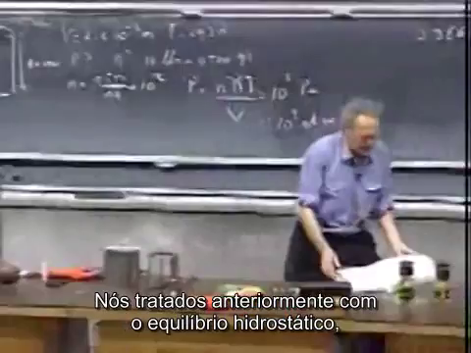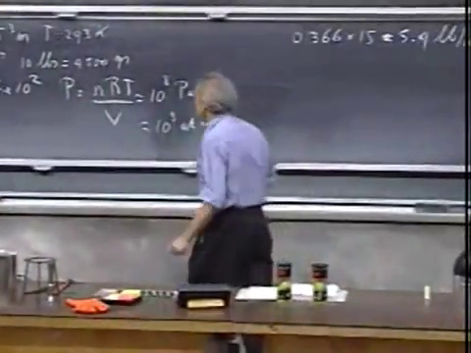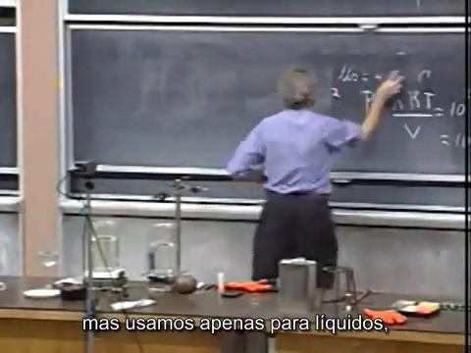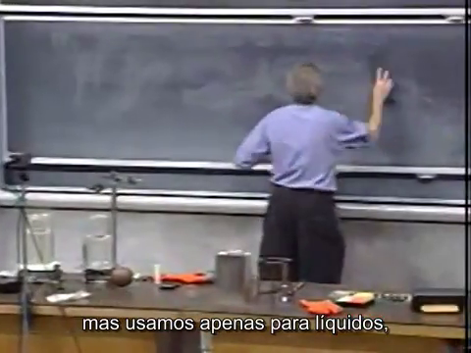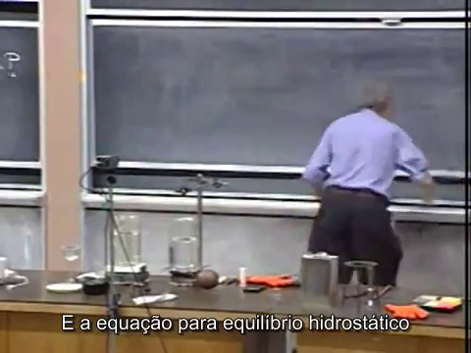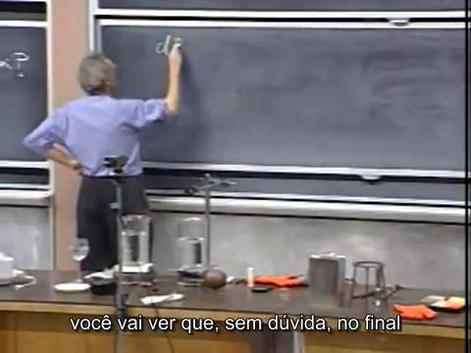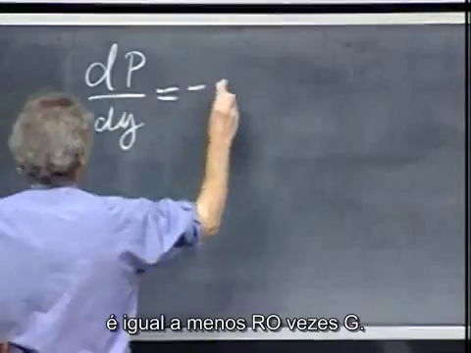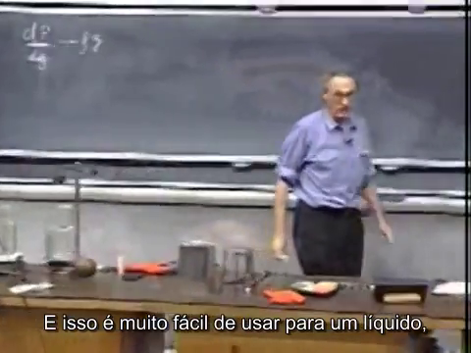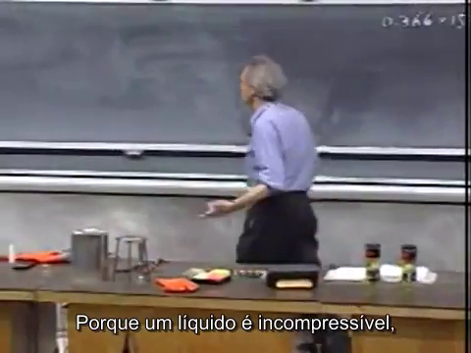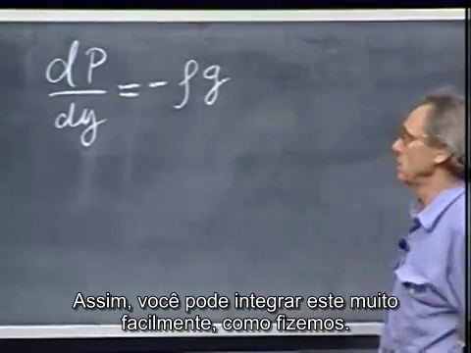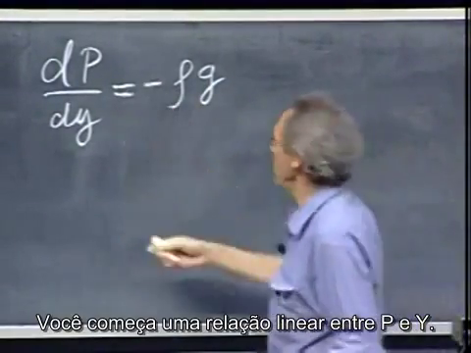We dealt earlier with hydrostatic equilibrium. Hydrostatic equilibrium of fluids in general, but we used it only for liquids to calculate the hydrostatic pressure. And the equation for hydrostatic equilibrium, you will see that undoubtedly on the final, dP/dy equals minus rho times g. And this is very easy to use for a liquid because a liquid is incompressible. So rho is not a function of pressure. So you can integrate this out very easily, as we did. You get a linear relation between P and y.